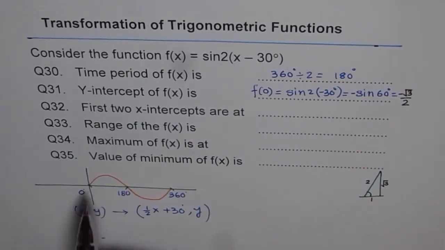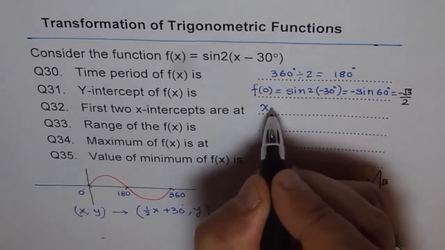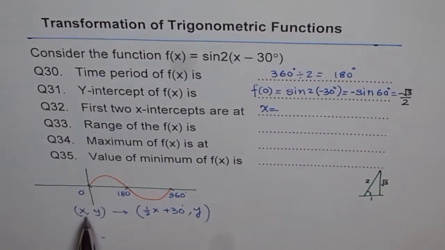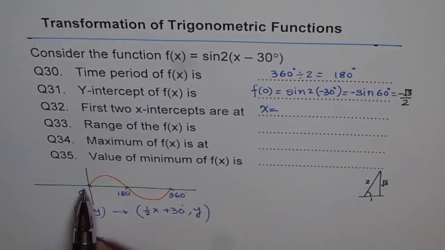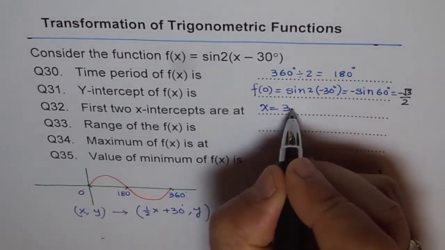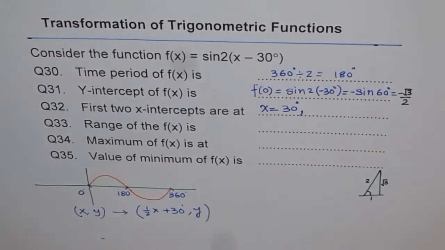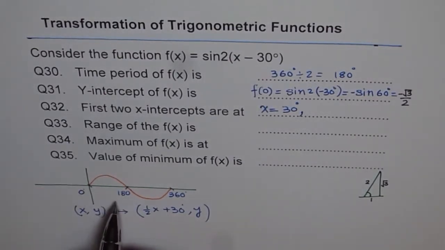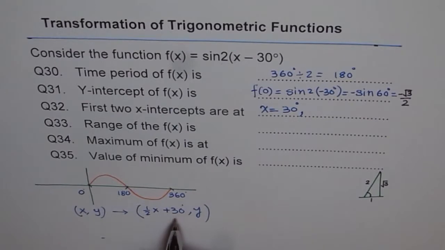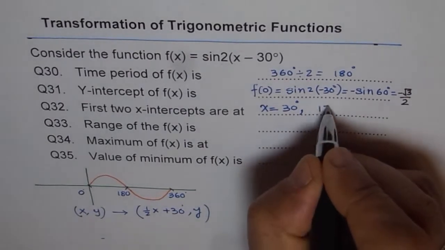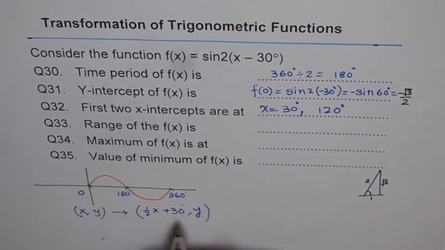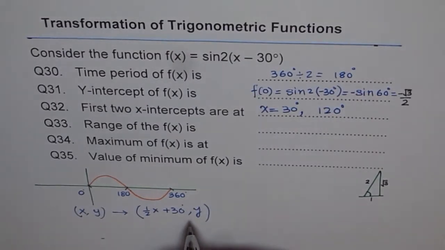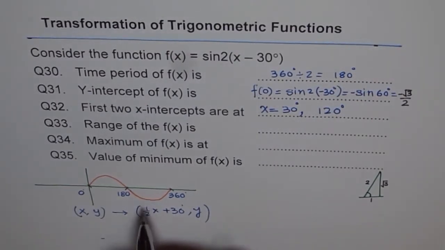Therefore, for the x-intercepts: the first is at 0. Half of 0 is 0, plus 30, so we get 30 degrees. That is the first one. The second one will be half of 180, which is 90. 90 plus 30 is 120 degrees. So we get 120 degrees. That is the best way of finding x-intercepts: consider the image of the transformed point.